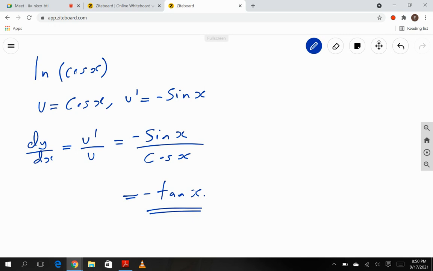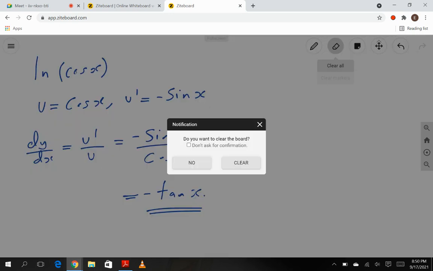So now we've looked at these questions. Let's see how we can go just a step further. So if you have a question like this, okay, then you are told to differentiate that.